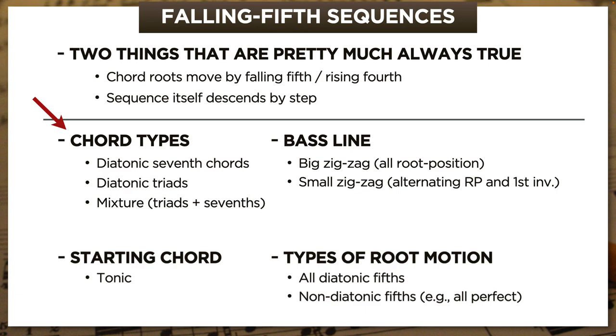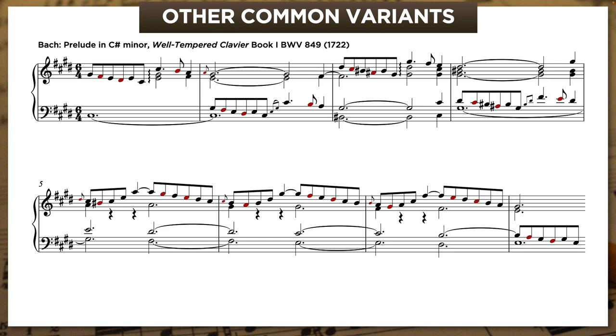Moving on. The next sequence is by J.S. Bach, and it has a bunch of new features. This is the first C-sharp minor prelude from the Well-Tempered Clavier, and it actually starts with a kind of hypnotically slow proto-sentence. There's a two-bar imitative idea that sits on tonic, followed by a repetition on the dominant.